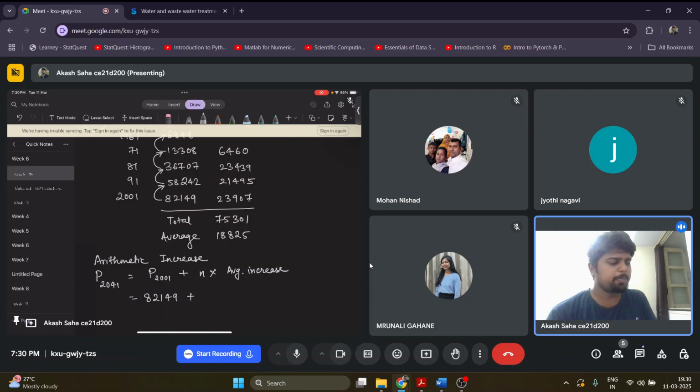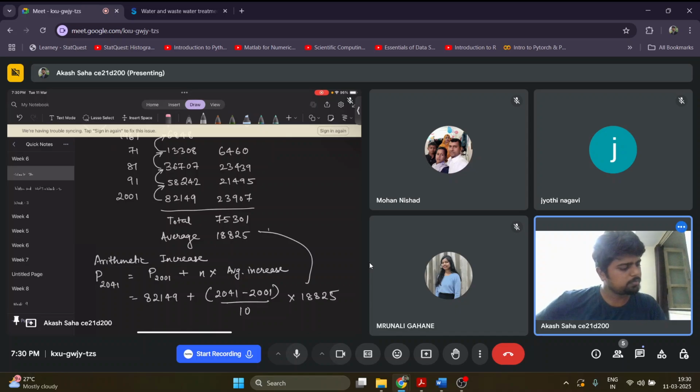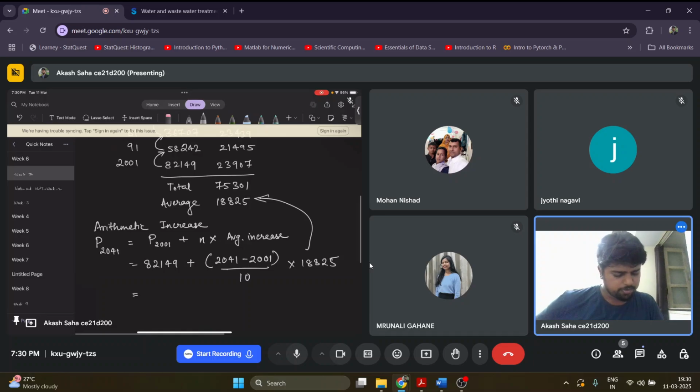Now n would be nothing but 2041 minus 2001 divided by 10. Okay. So we are finding it in decades. So it will be 10 into the average increase, that is 18,825. So this one, 18,825. Okay, so if we solve it, we will get the answer as 157,449. So it's pretty direct.